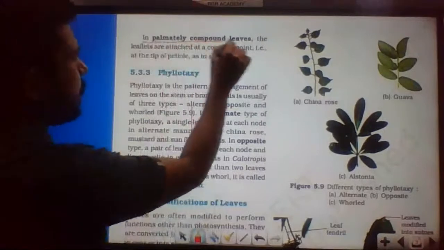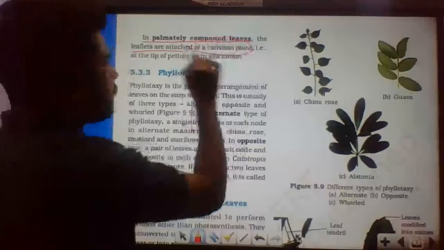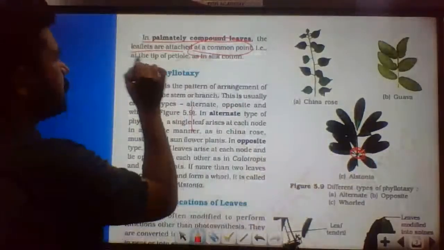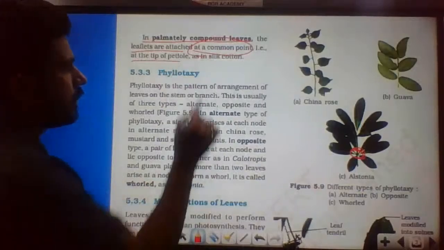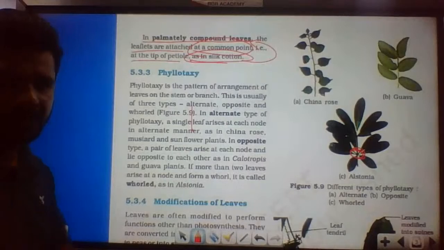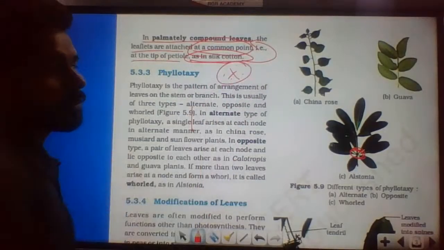So palmately compound leaves, the leaflets are attached at a common point. Look here, a common point, the tip of the petiole, as seen in silk cotton. So palmately compound leaves are seen in silk cotton. This is the example, so we can expect a question from this.